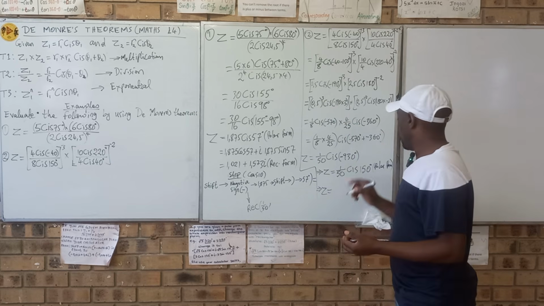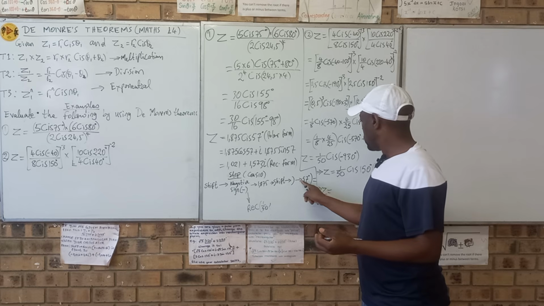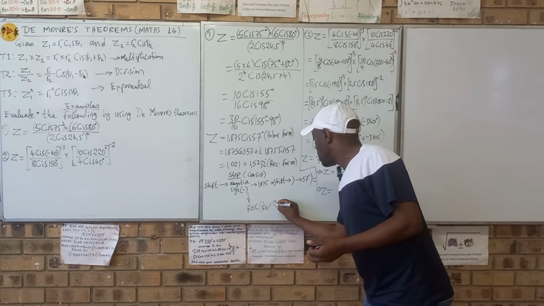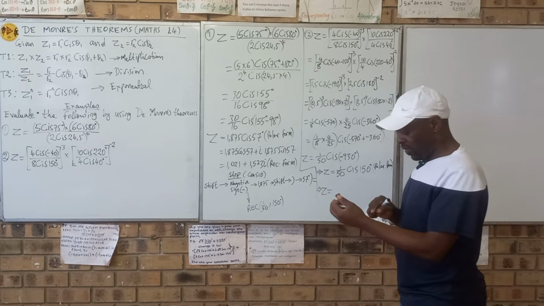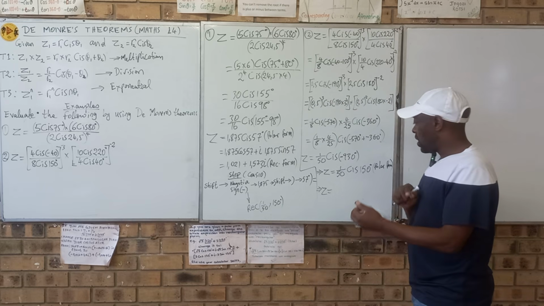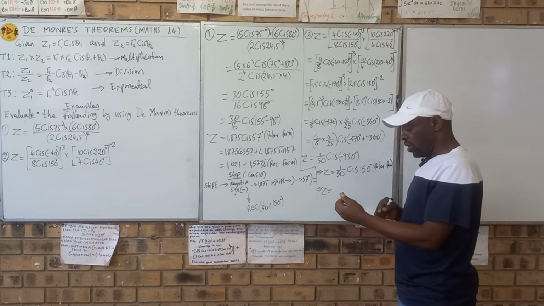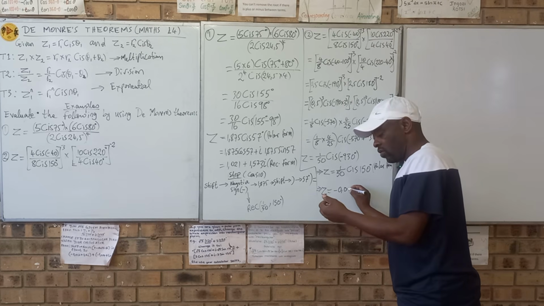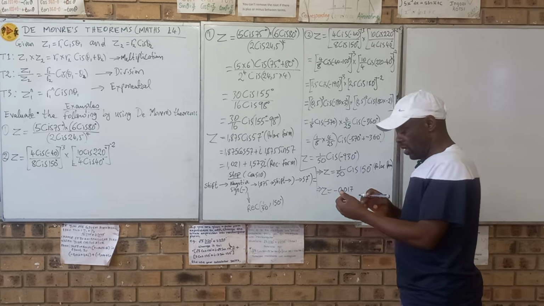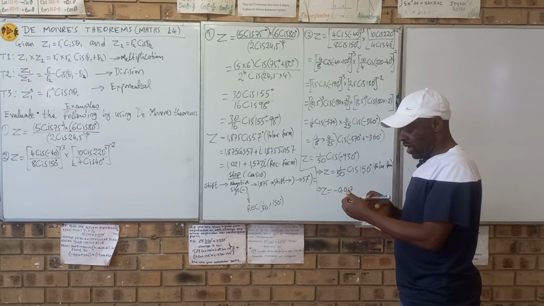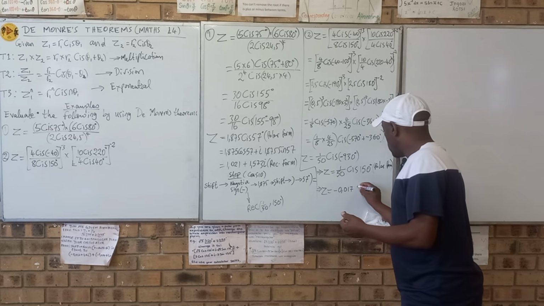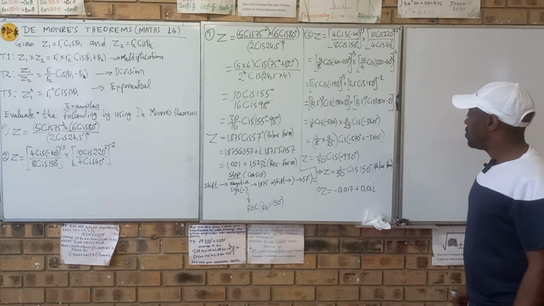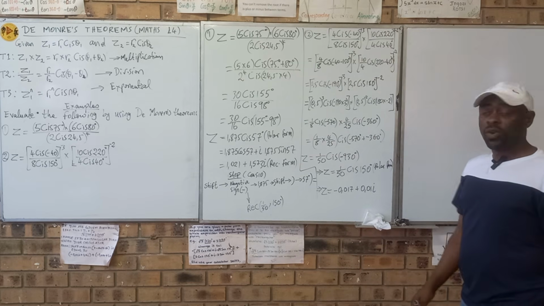Then I enter my angle. This time my angle is 150 and not 57. I enter my 150. So if I put in my 150, then I close my bracket, and then I take equal to, it gives me my positive 0.01. So I've managed to solve that using De Moivre's theorem.